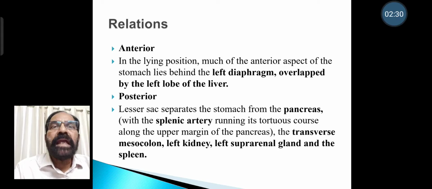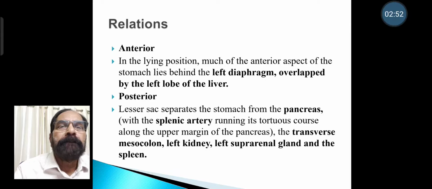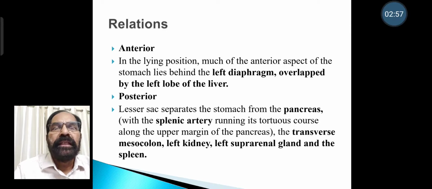Relations. The anterior relations, that is in lying position. Much of the anterior aspect of the stomach lies behind the left diaphragm, overlapped by the left lobe of the liver. Posterior relations. Lesser sac separates stomach from the pancreas, splenic artery, transverse mesocolon, left kidney, left suprarenal gland, and the spleen. These structures are also referred to as stomach bed.